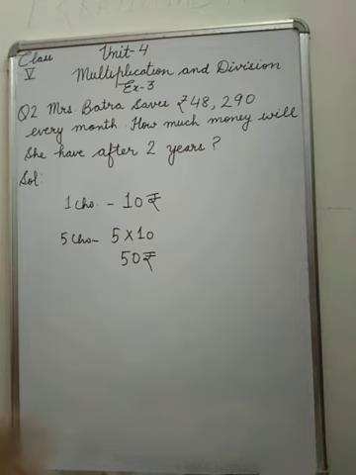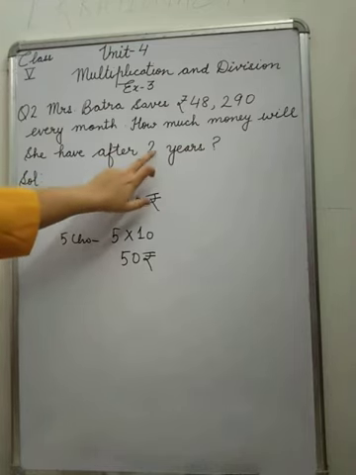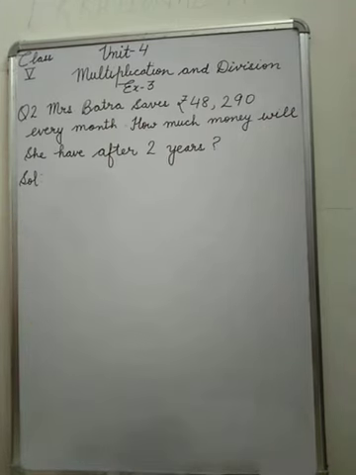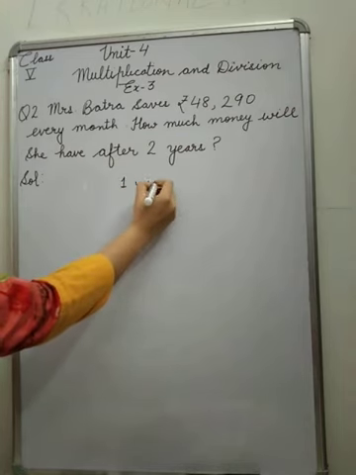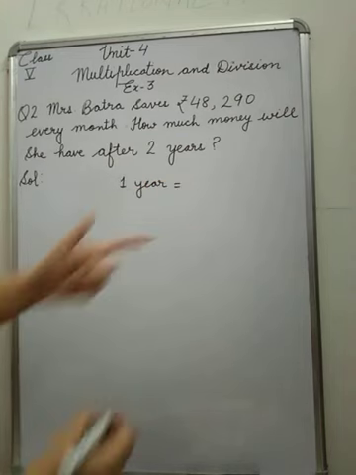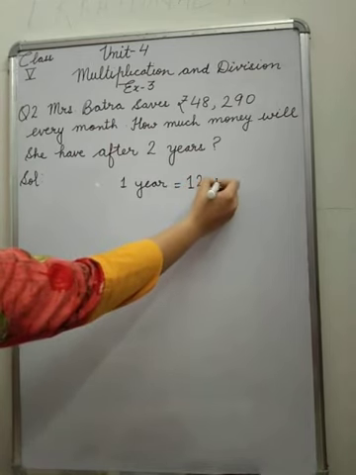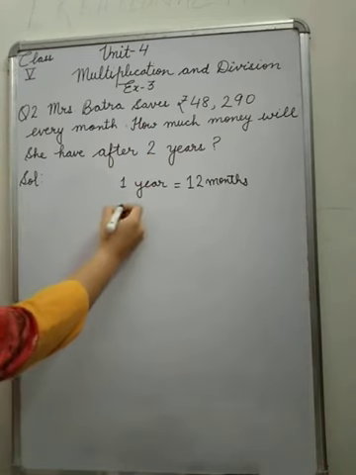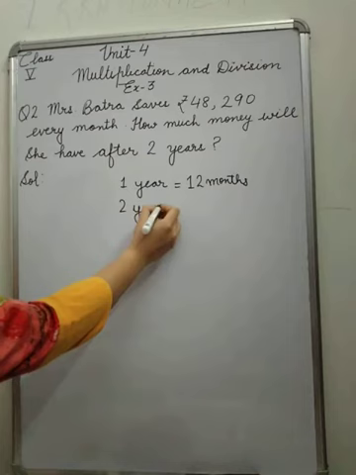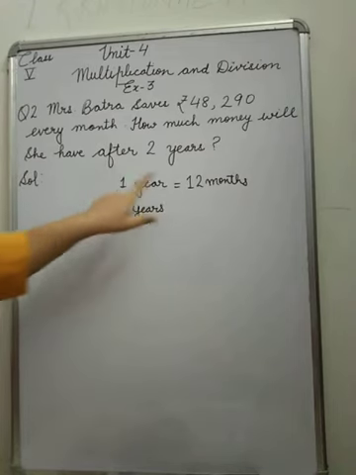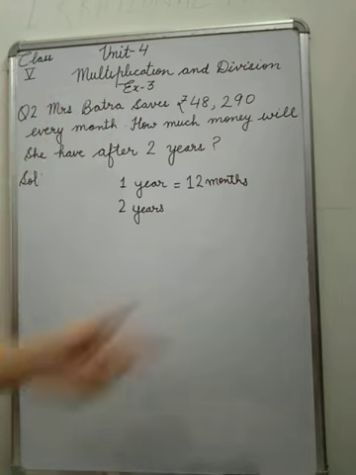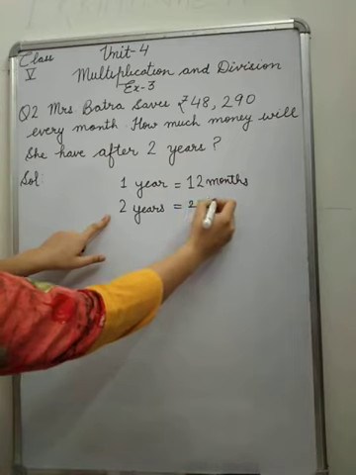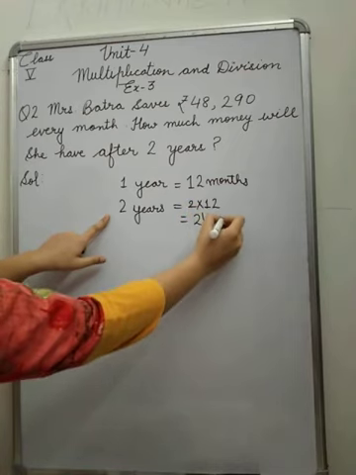Firstly you must know how many months are in 2 years. As we all know, how many months are in 1 year? We all know that it is 12 months. Now see the next. They are asking about 2 years, so write it here, 2 years. So how do you find the months in 2 years? 1 year is 12 months, in 2 years 12 into 2, that means 2 into 12, that means 24 months.